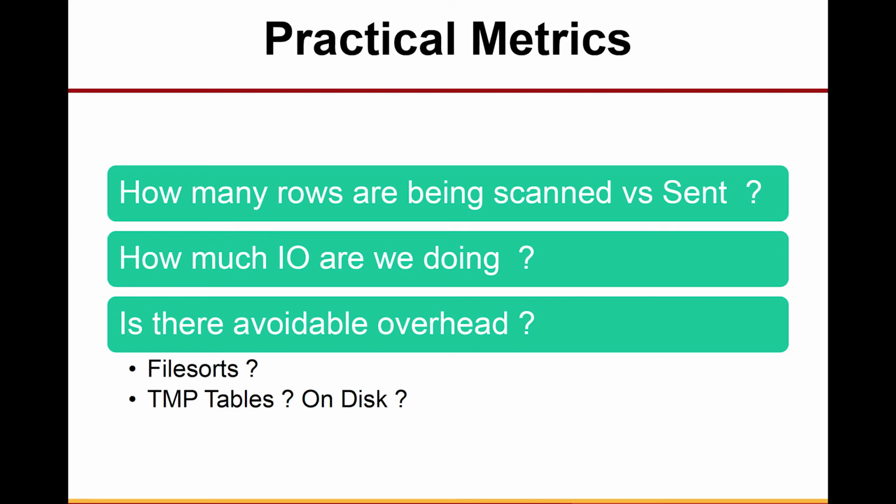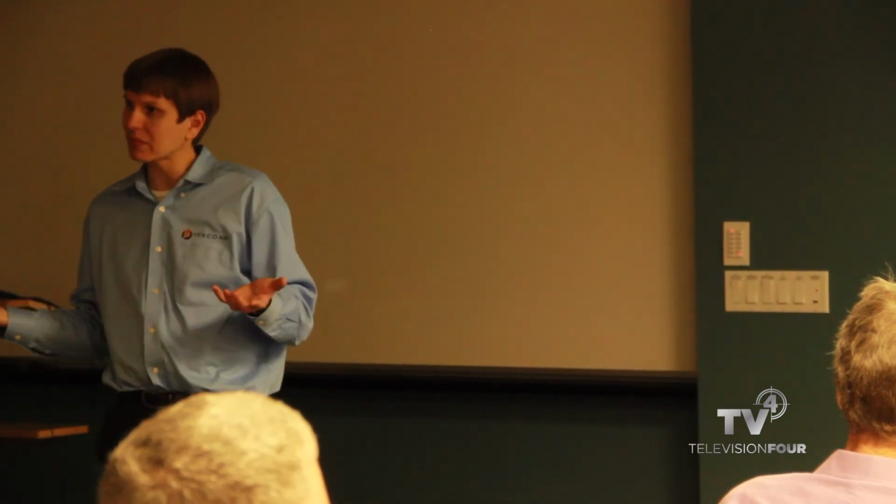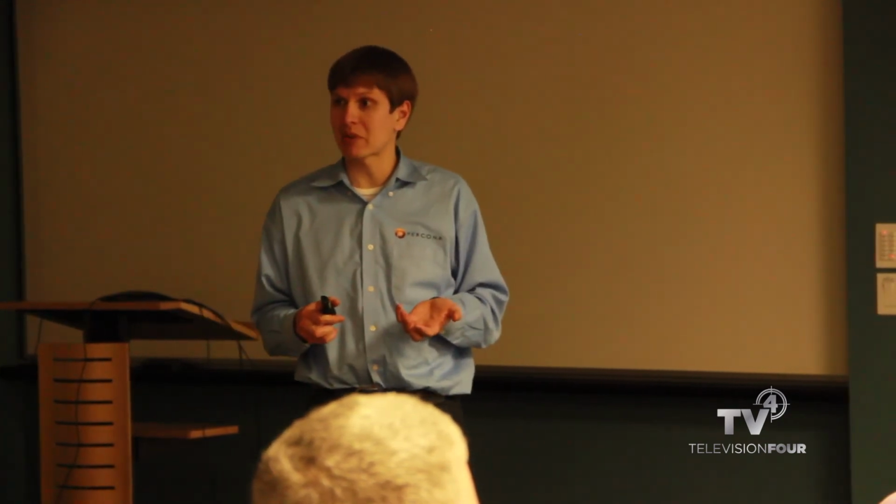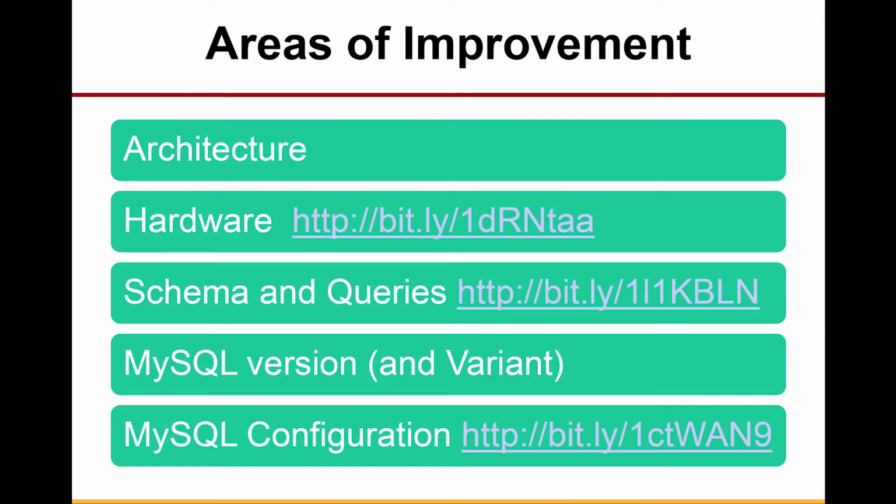Also think about whether there is any avoidable overhead. Do we have any file sorts, right? File sorts, also known as sorts on disk, maybe you can avoid them by either creating indexes or making the sort happen in memory. Temporary tables: again, temporary tables are inevitable for some queries, but if you can make queries not create temporary tables, and especially temporary tables on disk, that will do a lot for your performance.